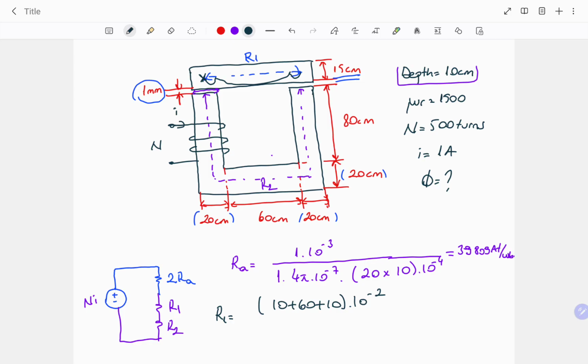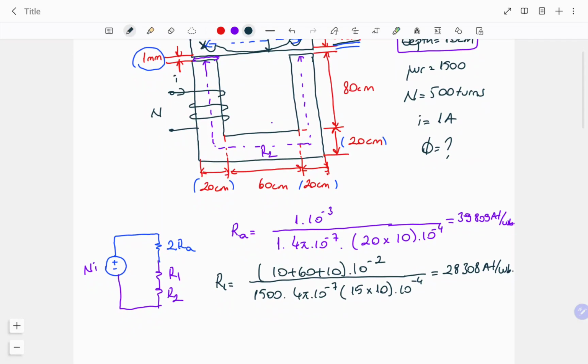All the dimensions for the core part are given in centimeters, so we convert to meters. For the denominator, we have 1,500 relative permeability, and the next term is 4 pi 10 to the minus 7. For the cross-sectional area of this part, our width will be 15 centimeters and the depth is 10, and the square meter conversion must be done. We have 28,308 ampere turn over Weber for the first reluctance.